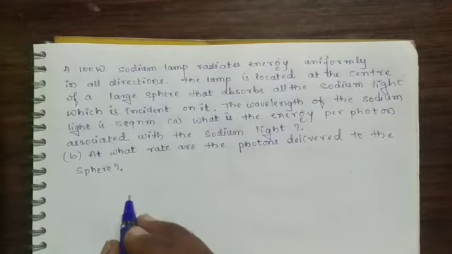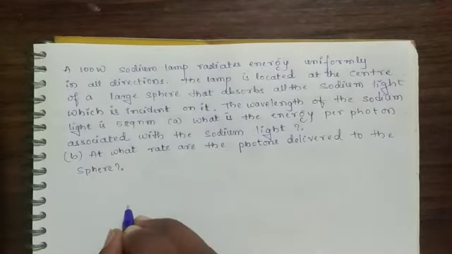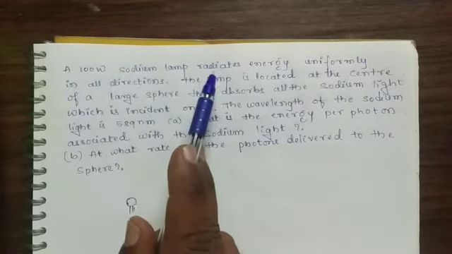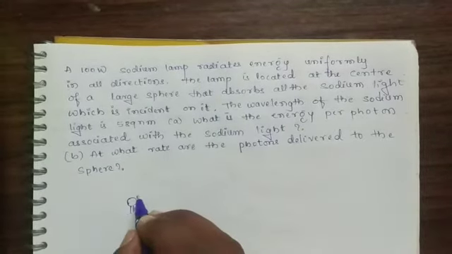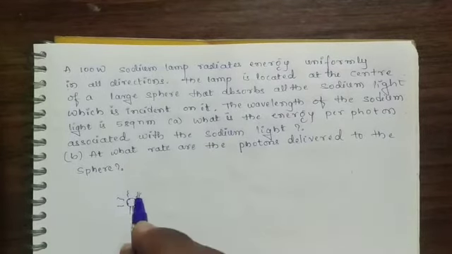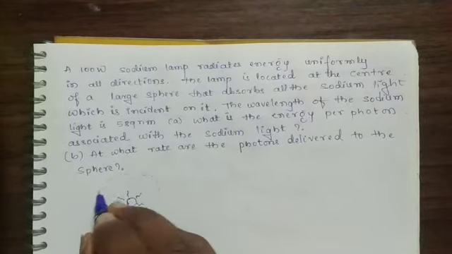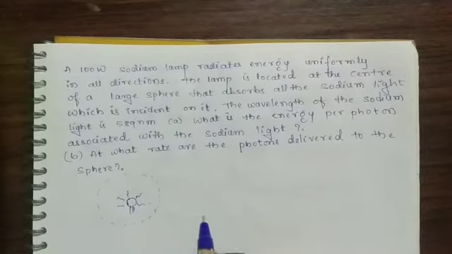Suppose we consider a 100 watt sodium lamp. This is a sodium lamp which radiates energy uniformly in all directions, so this lamp emits radiation in all directions. The lamp is located at the center of the large sphere. Suppose this is the sphere, and the lamp is present at the center of the sphere.